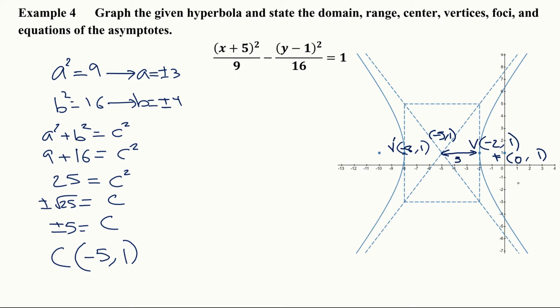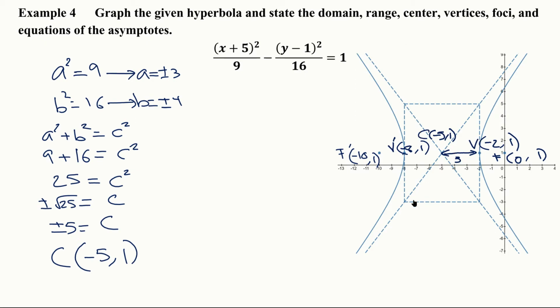For the other focus, F prime, it's going to be at the same elevation as the center and the vertices, so at 1. But for the x value, I need to start at negative 5 and subtract 5 from it, so I get negative 10. And notice that makes sense from our graph. Negative 10, 1 is the other focus. All right, so we have the vertices, we have the foci, we have the center right here.